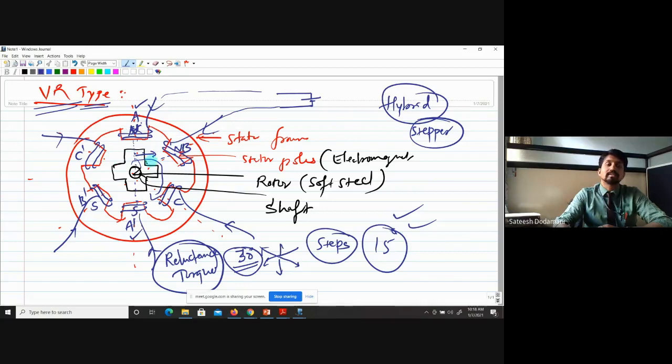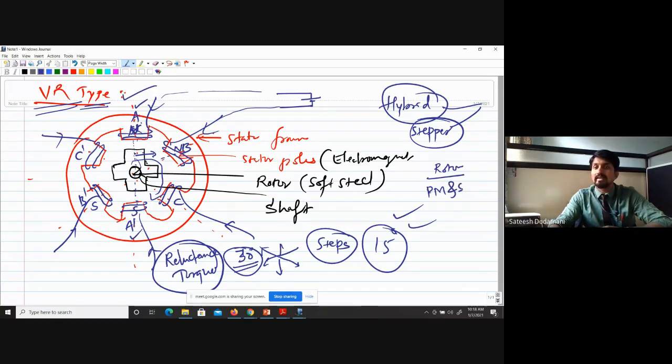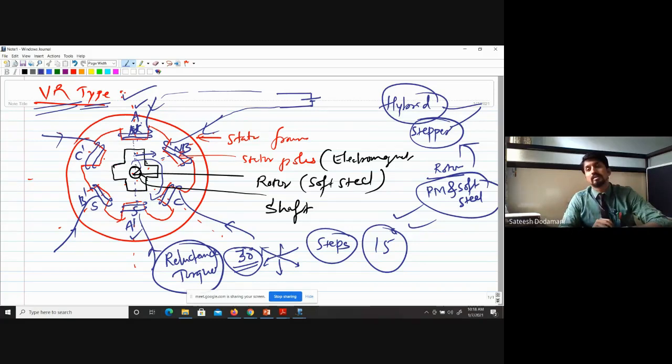Here for your syllabus only the variable reluctance type stepper motor is available, but practically the hybrid stepper motor will be used most of the time. And this hybrid stepper motor, construction wise, has a rotor which is made up of a permanent magnet also, and it is covered with soft steel at the outer side. Hence, it is what we call a hybrid stepper motor. That is the difference.